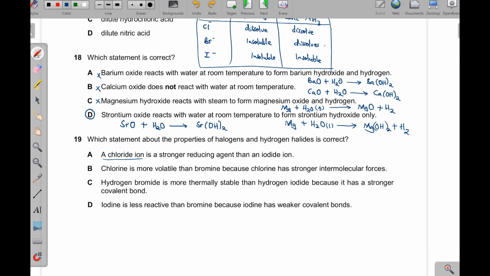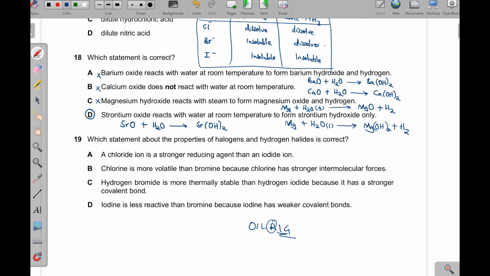So they are saying a chloride ion is a stronger reducing agent. This one is wrong. What is a reducing agent? A reducing agent is the one that produces electrons, okay? It gives electrons to another, and whatever receives the electrons gets reduced. Not so. Look at OIL RIG.